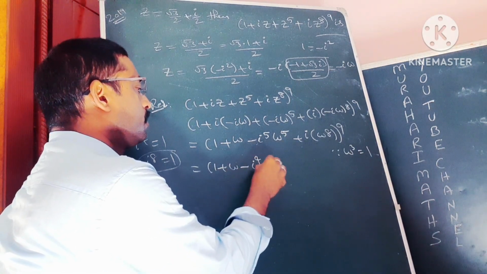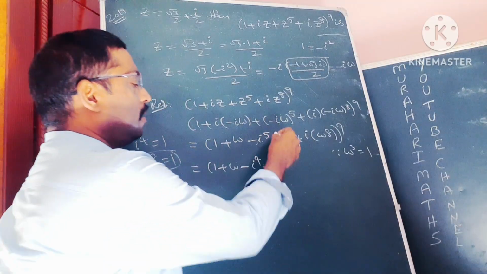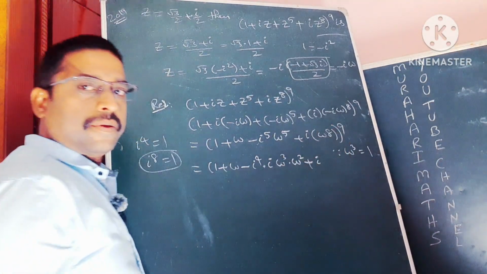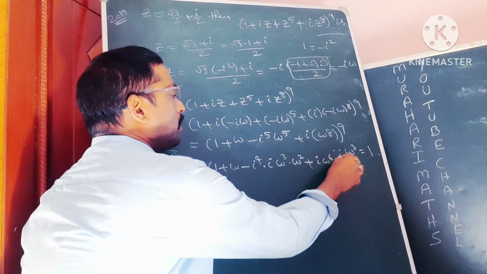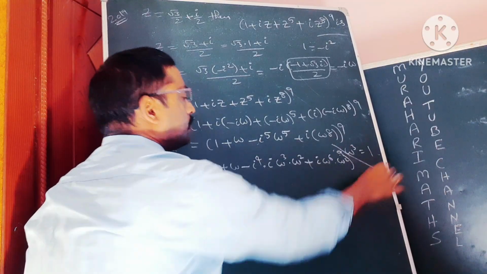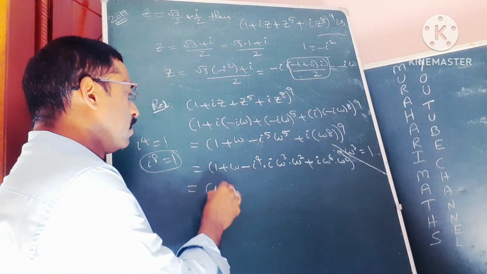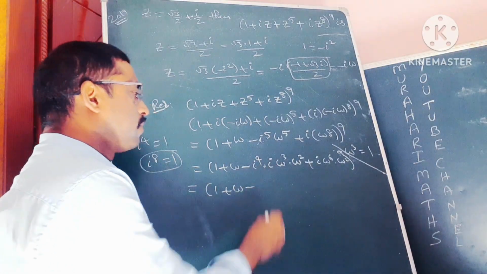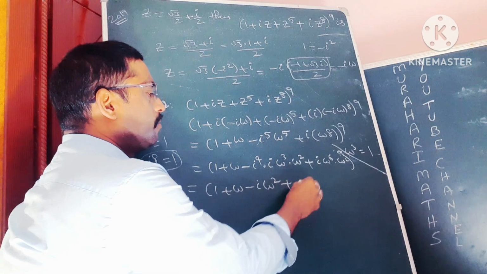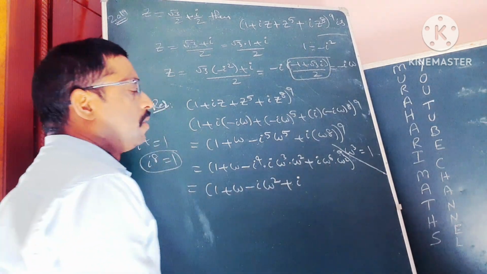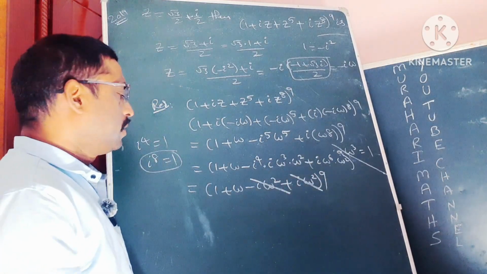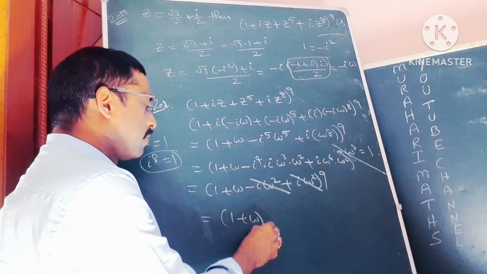How to write it? i power 4 into i. Omega power 5 is nothing but omega cube into omega square. Omega power 8 is omega power 6 into omega square, right? Whole to the power 9. Now 1 plus omega, minus i power 4 value is 1, so minus i omega cube is 1, giving omega square, minus i omega square plus omega power 6 value 1, omega square, whole to the power 9. The i omega square terms cancel. So 1 plus omega power 9.